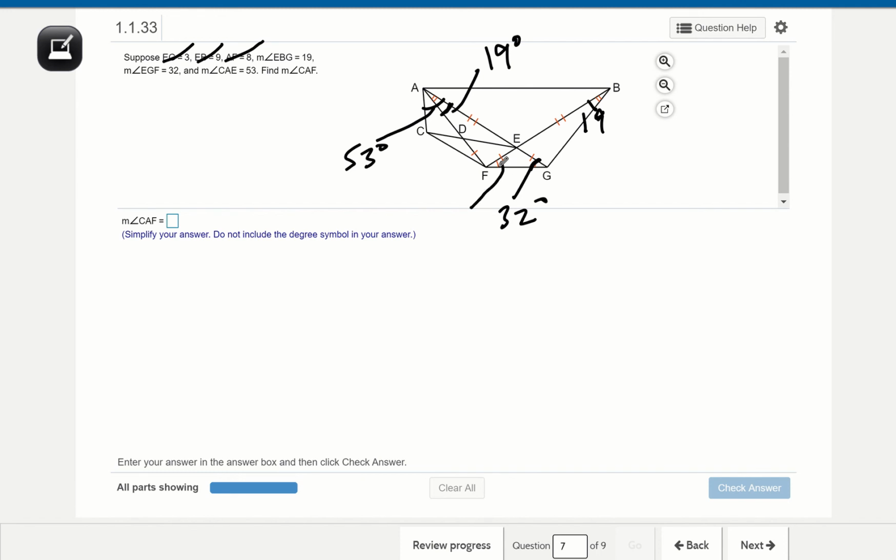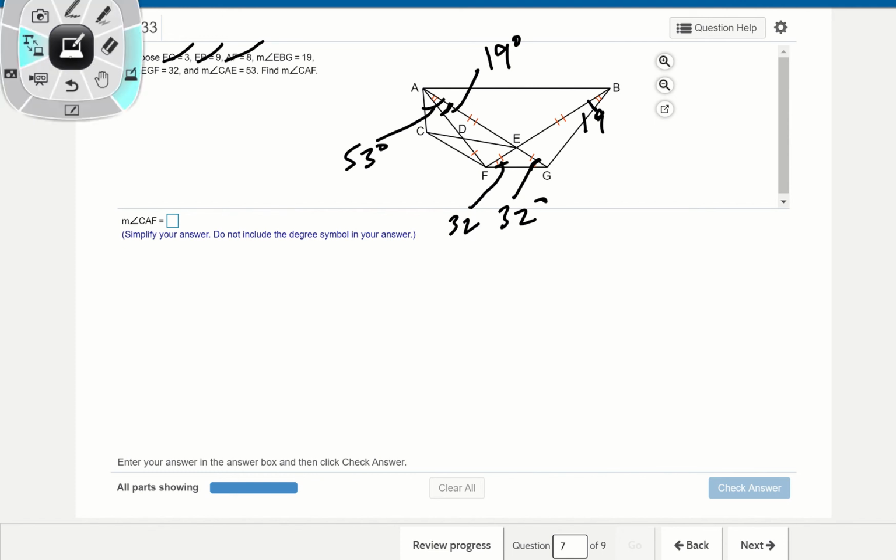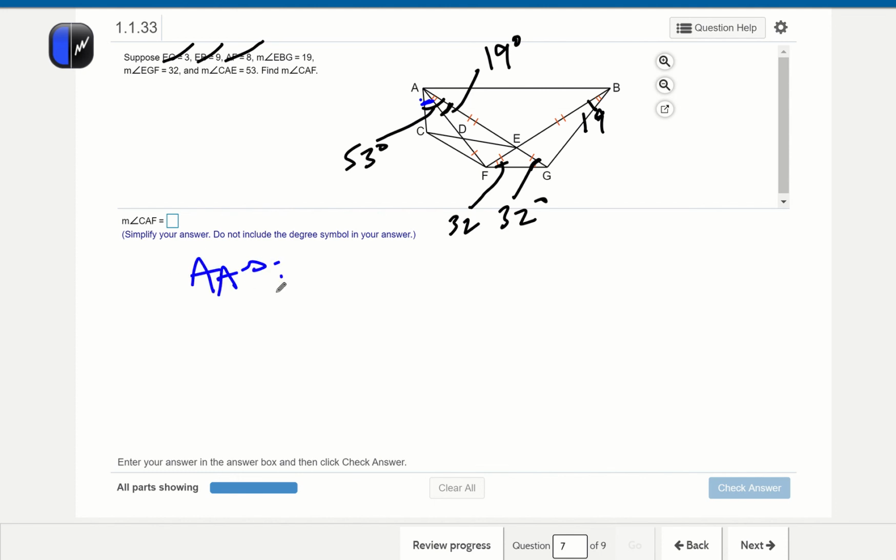So that means this angle right here, this little one, is also 32. Okay, so that's it for using the clues, aside from the fact that CAE is 53. So again, this is an angle addition postulate. Let's use a different color here. We're looking for CAF, this little angle right there in blue. If we use the angle addition postulate, those two little angles, this blue one and this little angle of 19 degrees, should add up to 53 degrees. They should add up to that entire thing.